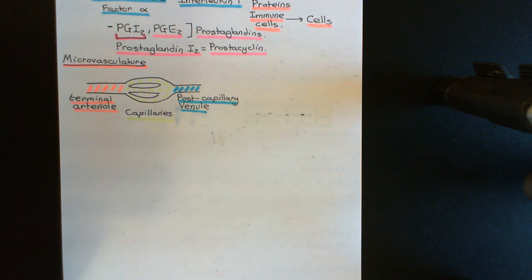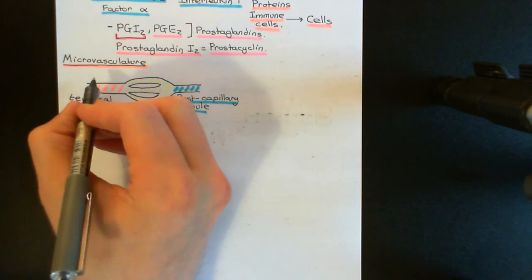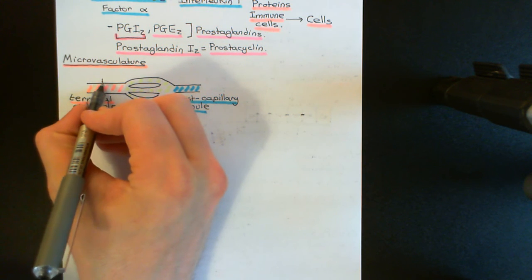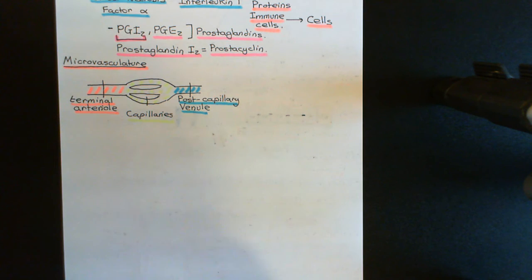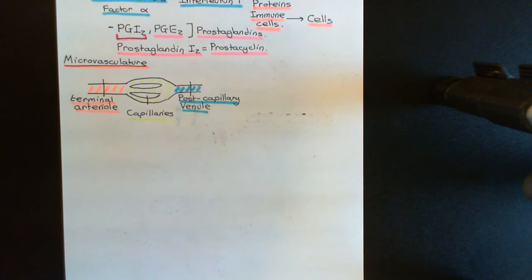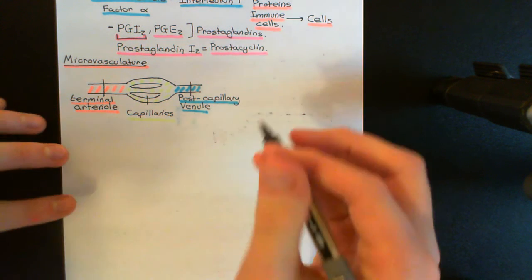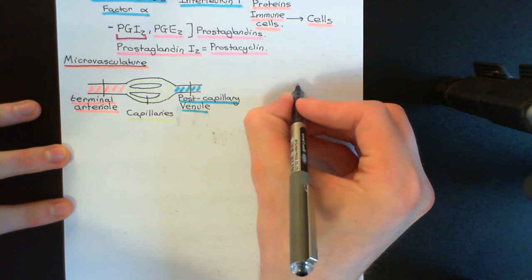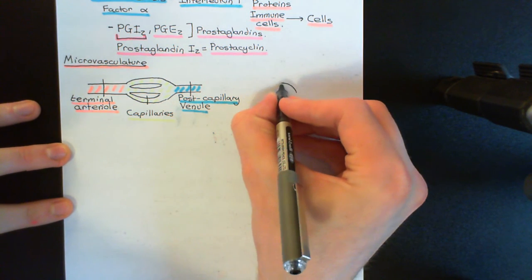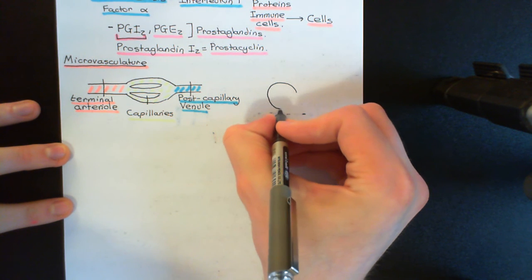Right, so now what I want to do is just take cross-sections of each of these blood vessels. So I want to cut across a terminal arteriole, cut across a capillary, cut across a post-capillary venule, and show you the structure of the blood vessel wall, because this is what I really need you to understand, so that you can understand the acute inflammatory response. So we'll start off with the terminal arteriole. So I'll draw this, where should I draw it? I'll draw it up here. So we'll start from the inside and work our way outwards.